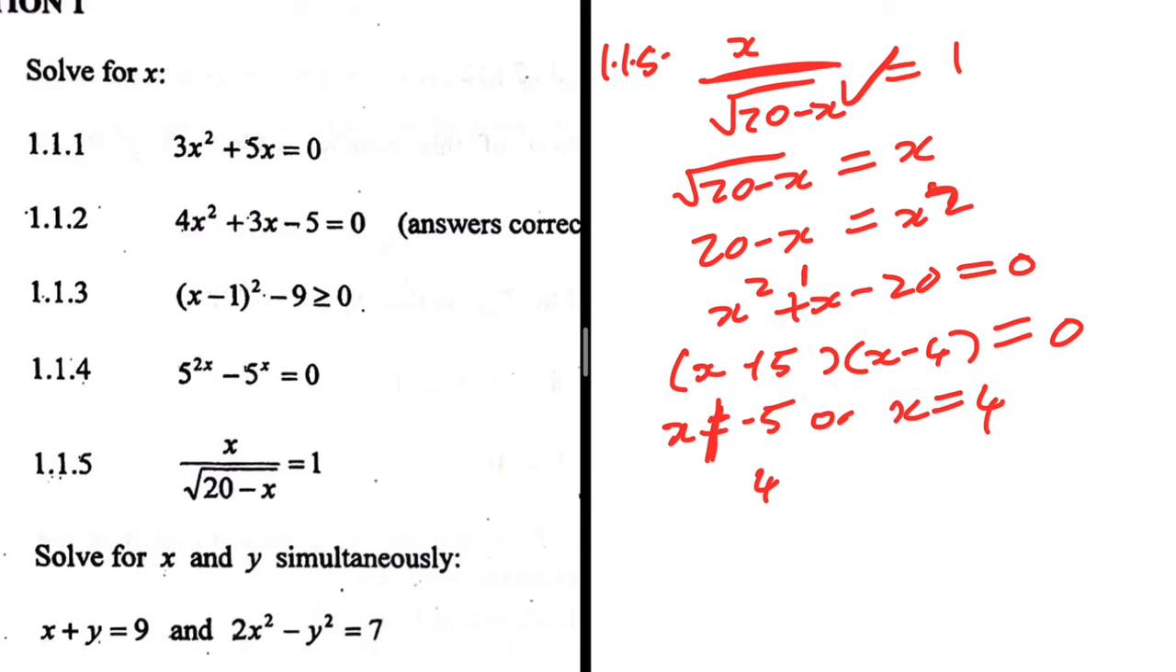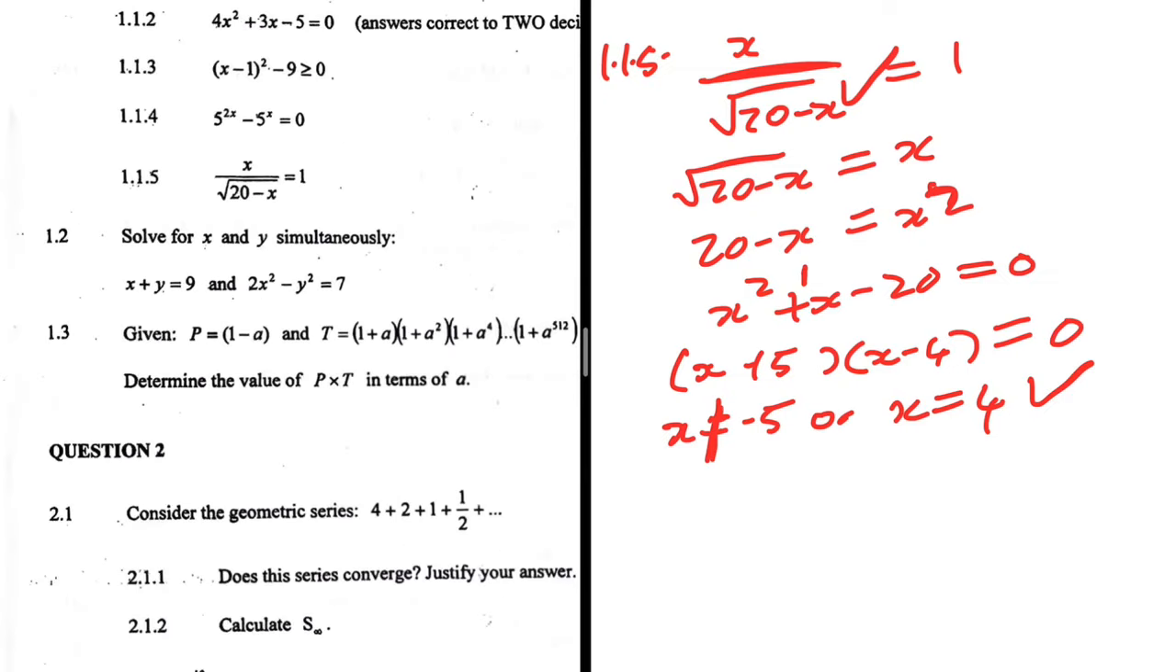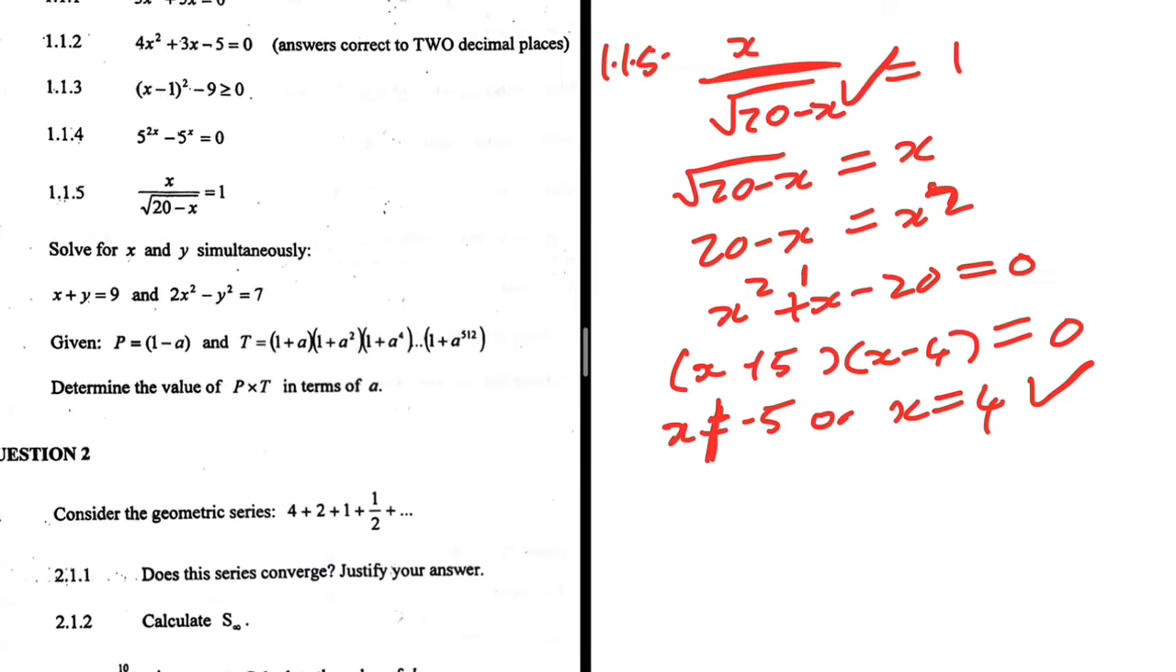If we substitute 4, we get 4 divided by the square root of 20 minus 4. So this is 4 over the square root of 16, which is equal to 1. So x equals 4 is correct. x cannot be equal to minus 5. So that is 1.1.1 to 1.1.5. Let's do 1.2 and 1.3 in a separate video.